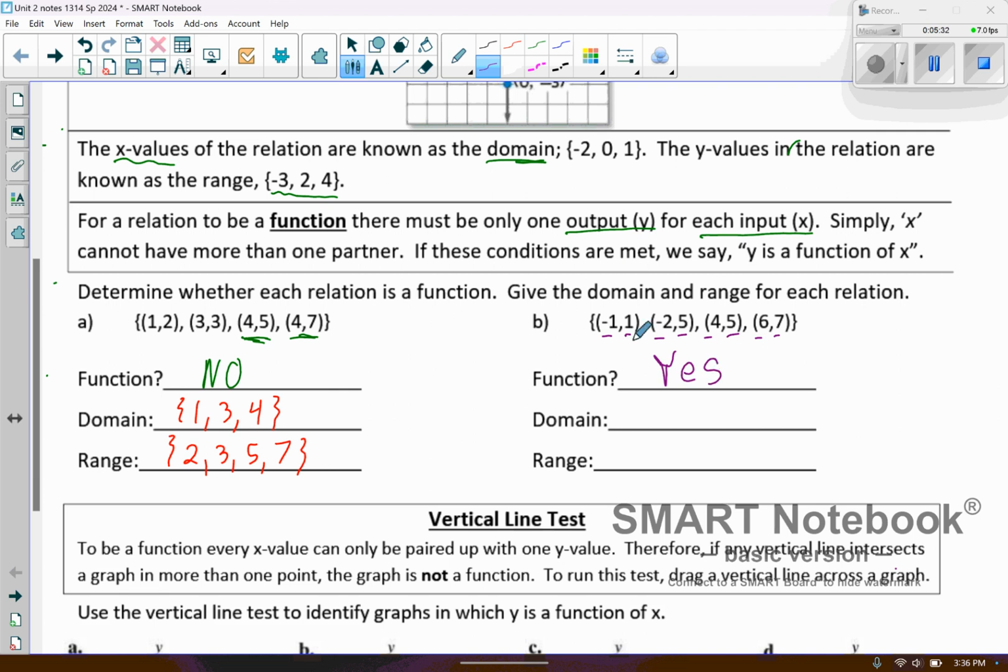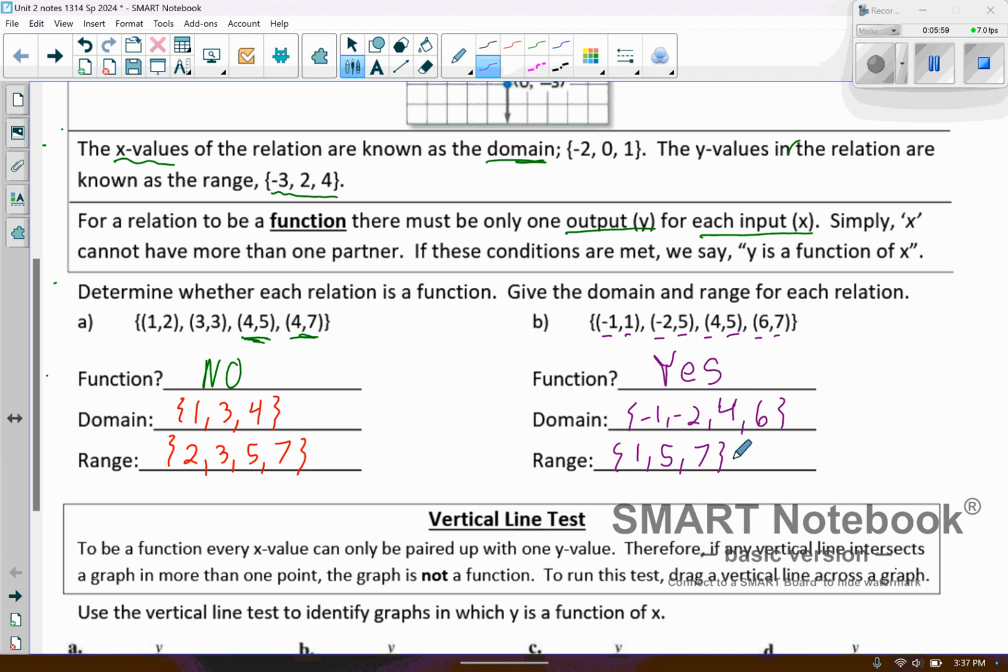And so let's see, my domain is going to be the x values. So it's going to be -1, -2, 4, and 6. And then the range values are going to be 1, and then once again that 5 shows up twice, but that's okay. Just list it once, and then 7.